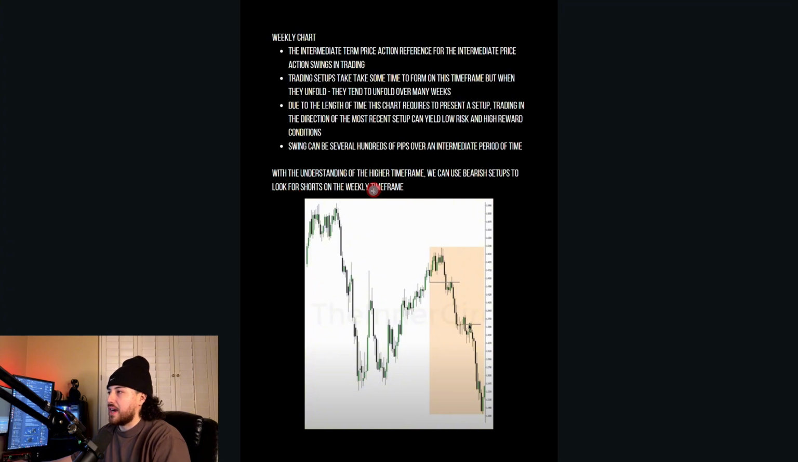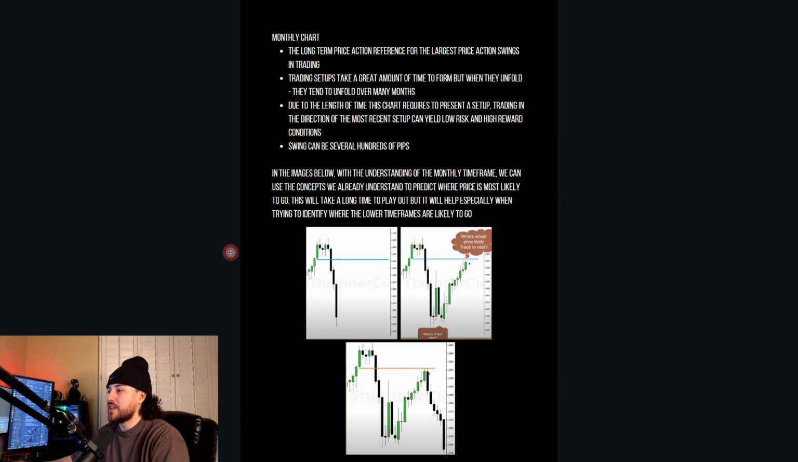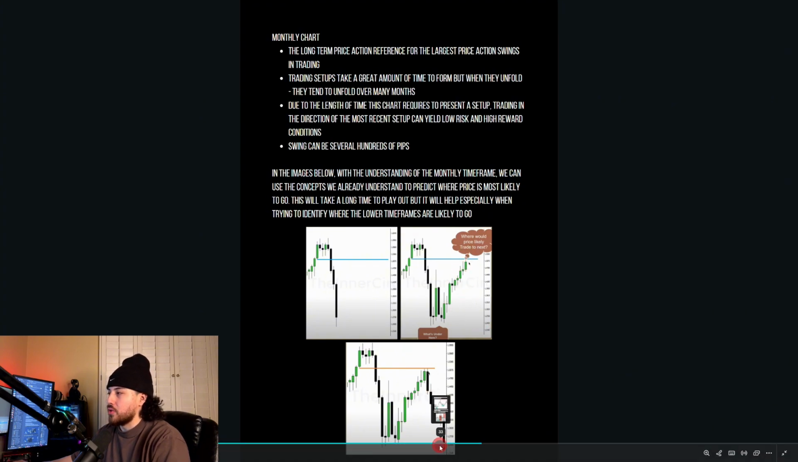With the understanding of the higher time frame, we can use bearish setups to look for shorts on the weekly time frame. So this is basically the exact same thing we just went over, except we're transposing the exact same ideas and concepts down to the weekly chart. The only difference is if we go to the monthly time frame again, we understood that most likely once price taps this order block, we anticipate price to push on lower and make a new lower low.